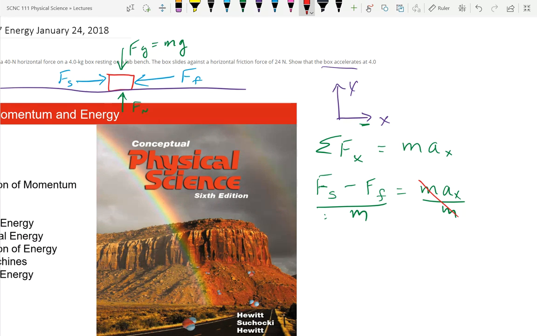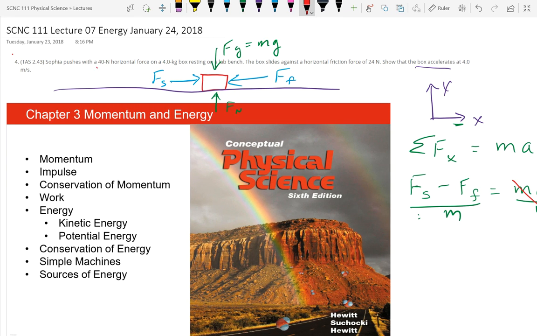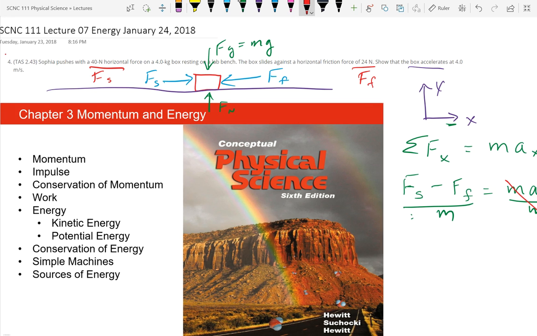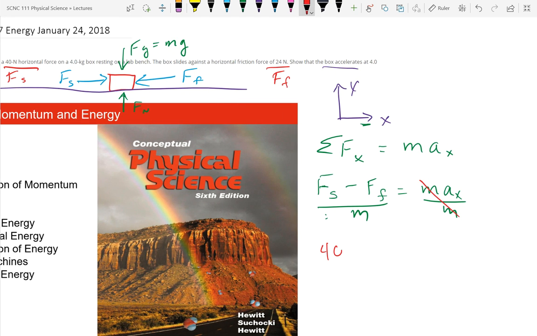But now I am at the end, so I have to put in my values. So the force of Sophia was 40 newtons, and the force of friction is 24 newtons. So I have 40 newtons minus 24 newtons. That's replacing force Sophia and force friction.